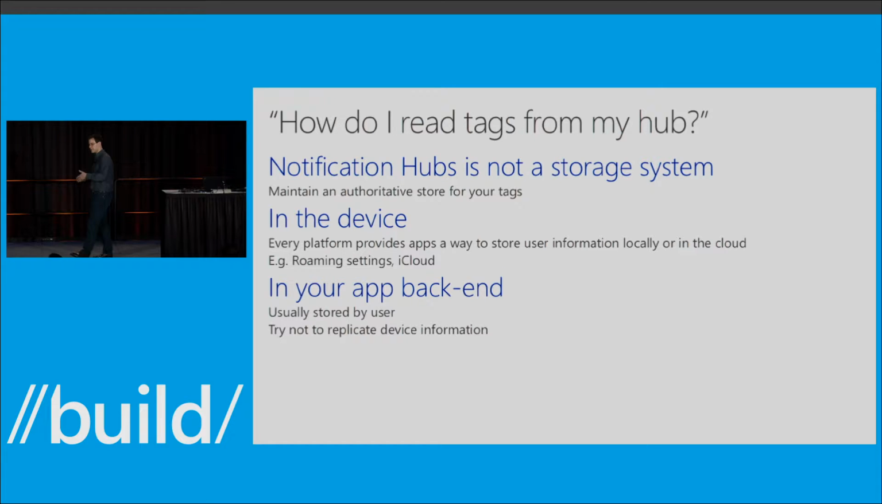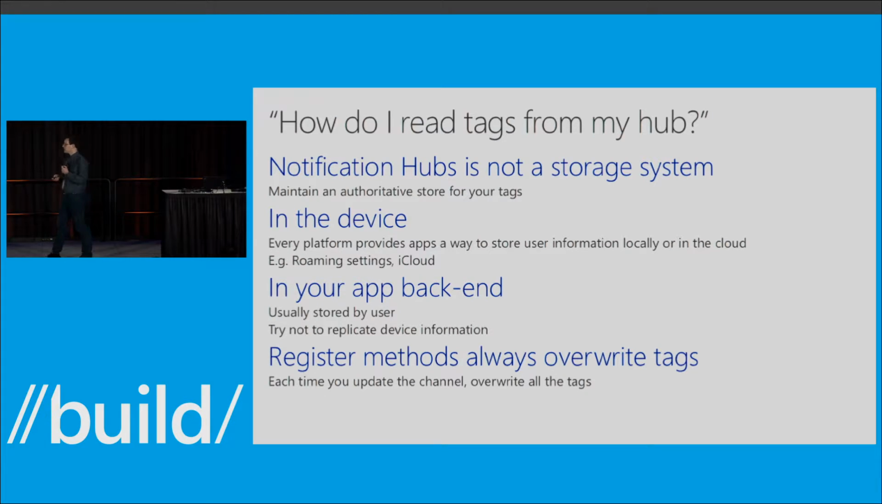Of course, sometimes you actually do want to have that information in your backend, and when that is the case, you usually have an ID that is a user ID. You do not want to keep track and keep tabs on everybody's phone. People change phone very frequently, or they have more than one, or tablets, or installation on different computers. This is why the register methods always override the tags. So each time that you update the channel, you basically refresh with the set of all the tags that that specific device has to have.